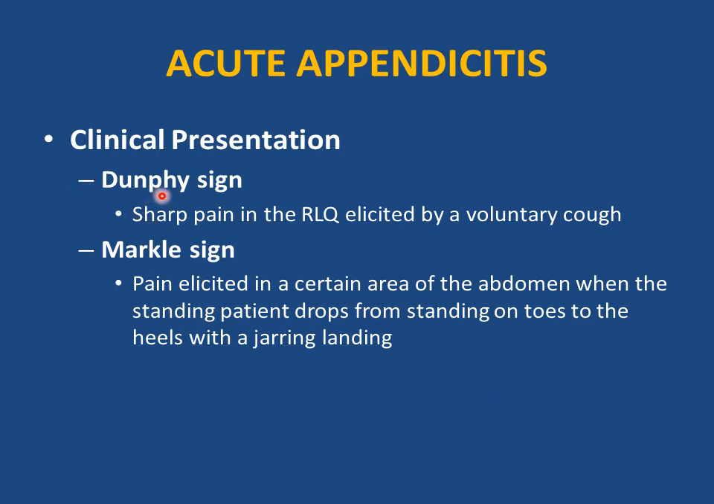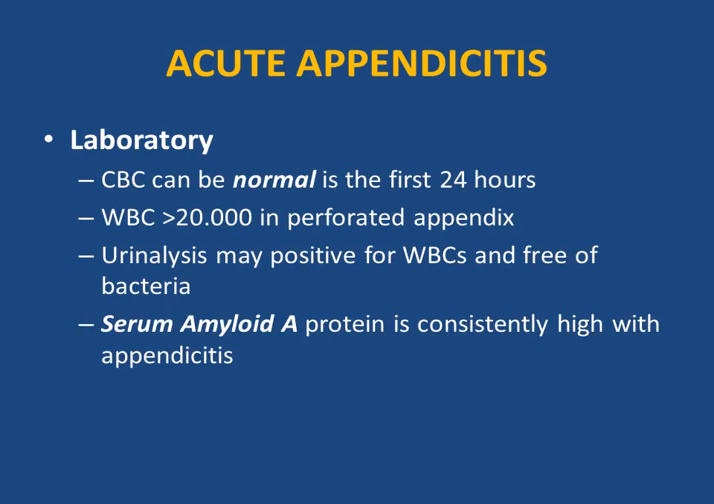Other signs which are not common, but sometimes I use them and they are very helpful. For example, Dunphy sign, which is sharp pain in the right lower quadrant elicited by coughing. So when they cough, they increase the intra-abdominal pressure and cause abdominal pain in the right lower quadrant. Markle sign, also when you ask the child to stand up on tiptoe and drop suddenly, this can cause pain in the right lower quadrant as well.